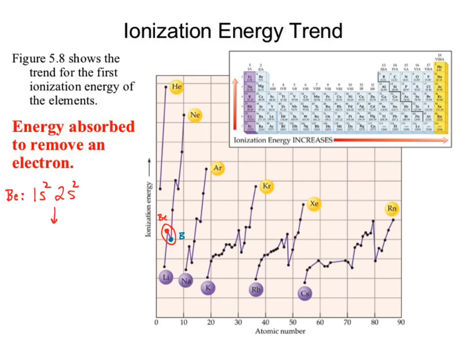I'll remove one of the 2 s electrons. I'll remove the highest energy one. So 1s2, 2s1, because I removed an electron. Okay?